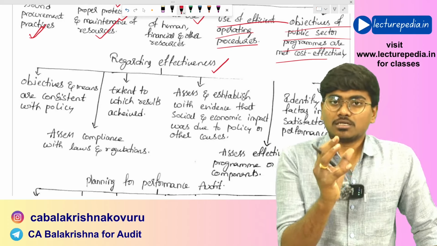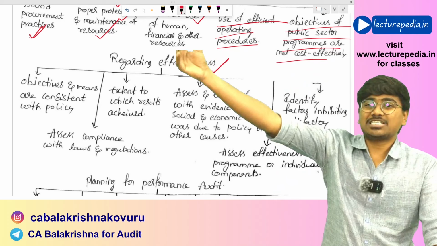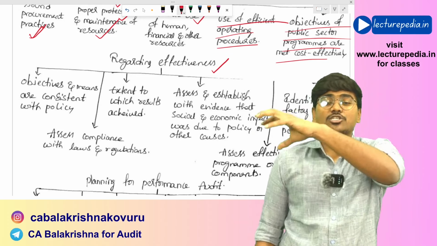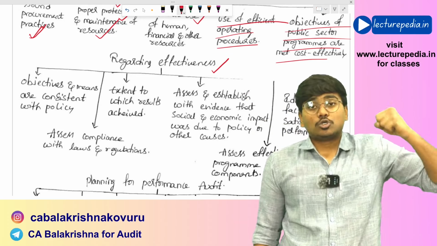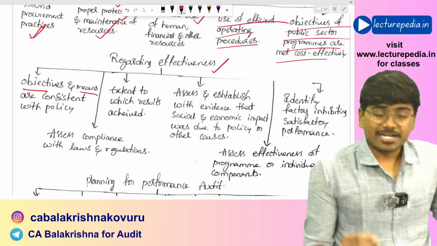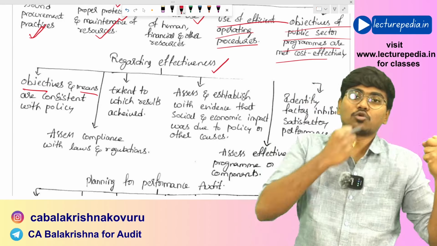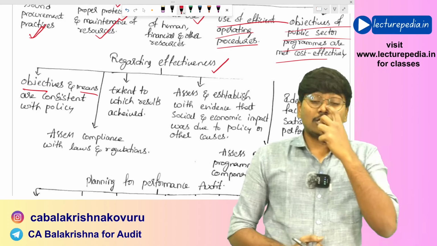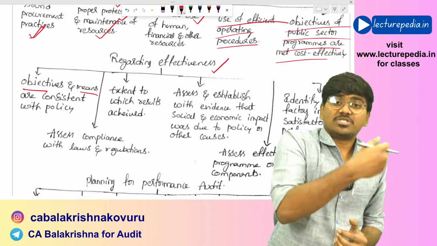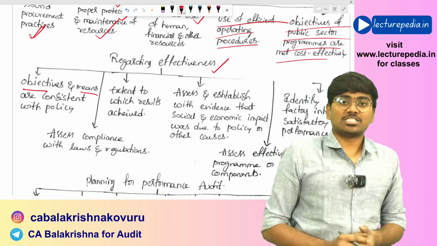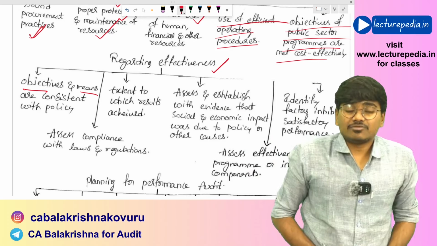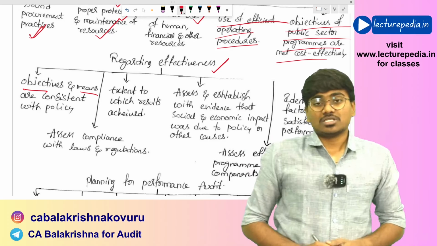See, effectiveness is related to whether the final objective has been achieved or not. Now, in order to achieve the final objective, first of all, there should be a goal, that is, an objective, and to achieve that objective, some resources should be there. So whether the objectives and the means, meaning resources, to achieve those objectives are consistent with the policy or not. For each policy, for each program, there will be different objectives, different goals and different resources to achieve those goals. So whether the objective and the means to achieve that objective are consistent with the policy or not, the auditor has to see.